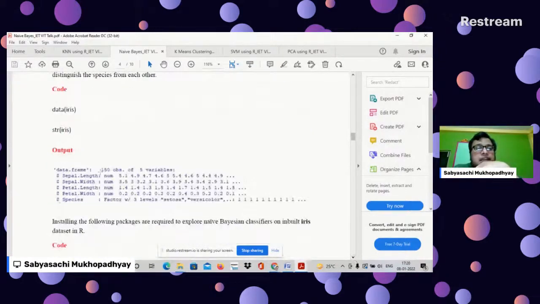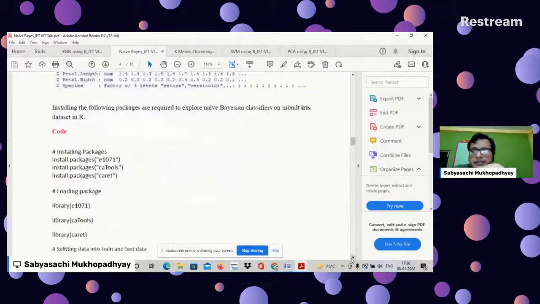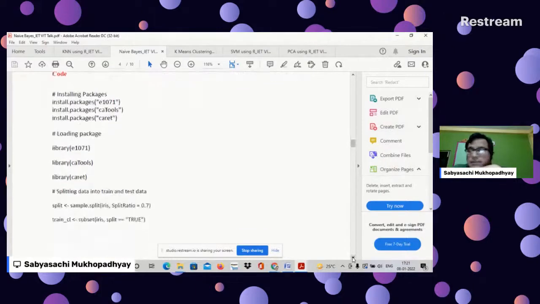So we'll follow the same steps. We'll load the data, because iris is an inbuilt dataset in R. So you apply the data function over iris to load it. Then you apply the str function to see the structure. 150 observations of 5 variables will be there. Now you have to install certain packages to apply the algorithm. So install.packages e1071, caTools, caret, and all those packages get installed. Then you load those packages using the library function.